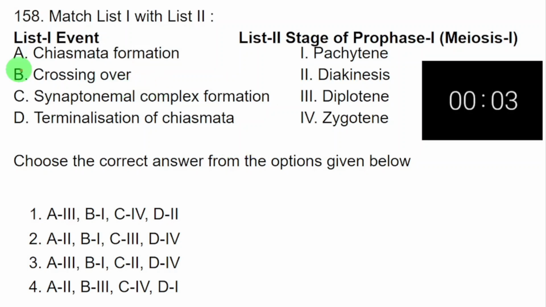Match question. A is chiasmata formation. Chiasmata is an X-shaped structure and it is seen in diplotene. So A will be 3. A3 is in option 1 and 3.